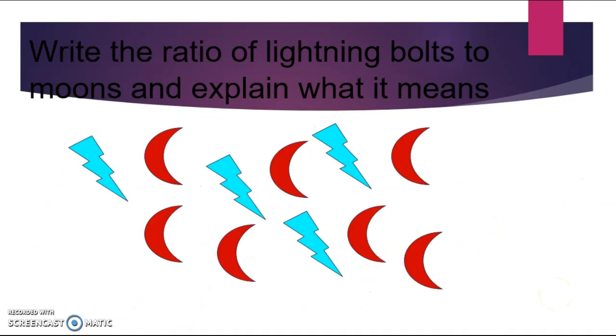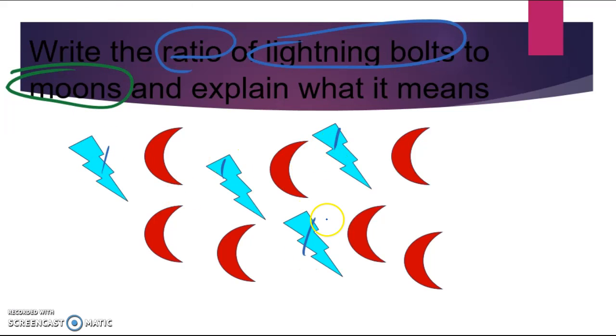Now for this one, we're going to do the same thing. We're looking for ratios. So our ratio, we need it of lightning bolts, because that comes first, and moons come second. So lightning bolts we have, let's see, 1, 2, 3, 4. So we have 4 to our moons, which we have 1, 2, 3, 4, 5, 6, 7. So our ratio is 4 to 7. We don't care about our units necessarily, but we do have to make sure this answer is simplified. There's nothing that can go into 4 and 7 besides 1, so that would be our final answer.